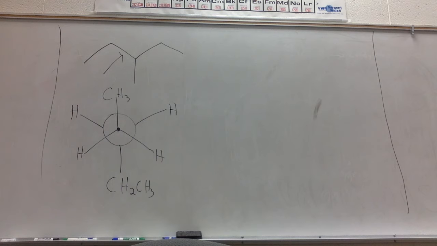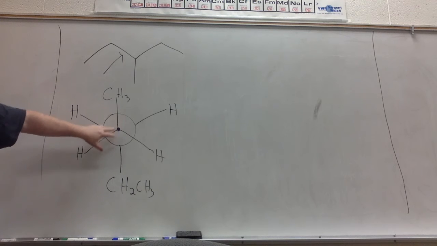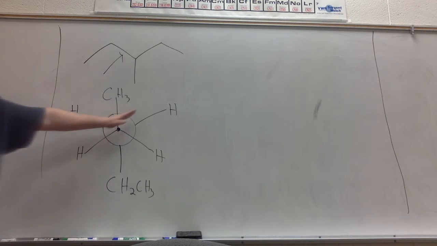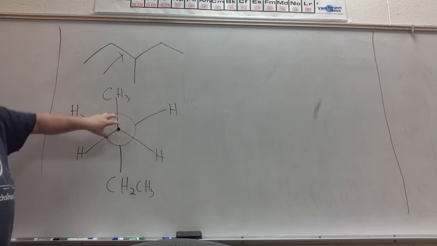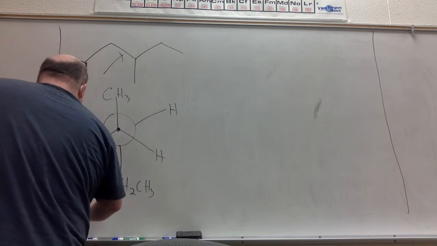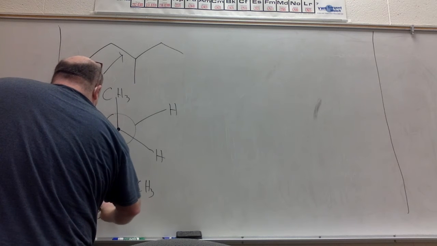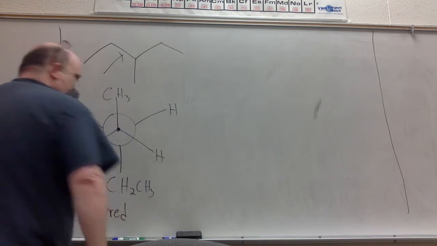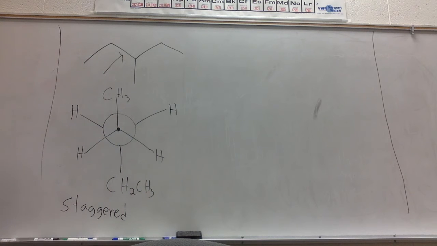Do you remember the terms staggered and eclipsed? I think so. Okay, basically staggered and eclipsed refers to whether the front bonds are directly overlapping the back bonds or whether they're offset like this. These are offset and they're called staggered. So that's one descriptor.